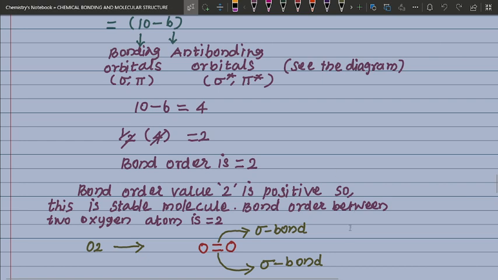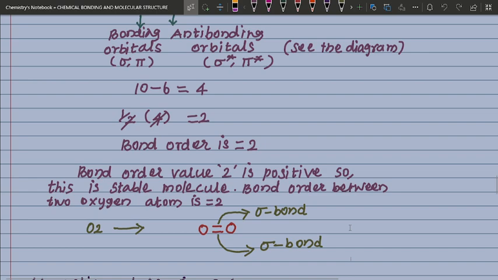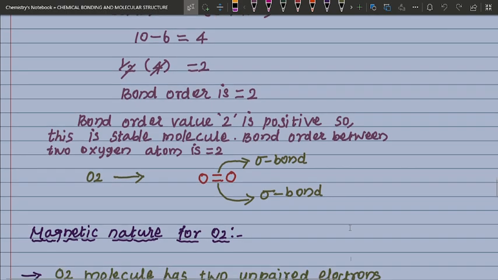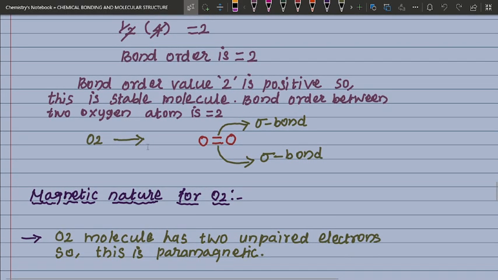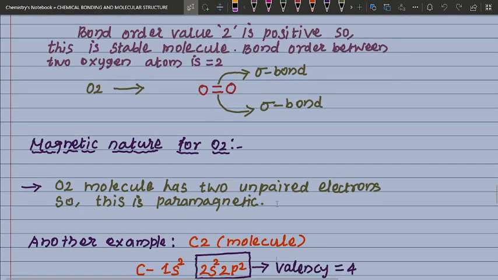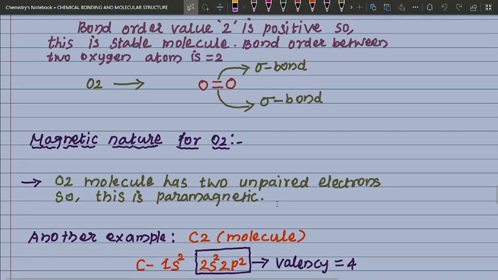So the bond order value is 2. This is positive, so this is a stable molecule. The bond order between the two oxygen atoms is 2. Here the O2 molecule, O double bond O, this is a sigma bond, this is also a pi bond. Magnetic nature of the O2 molecule: see below. The O2 molecule has 2 unpaired electrons. This is paramagnetic.